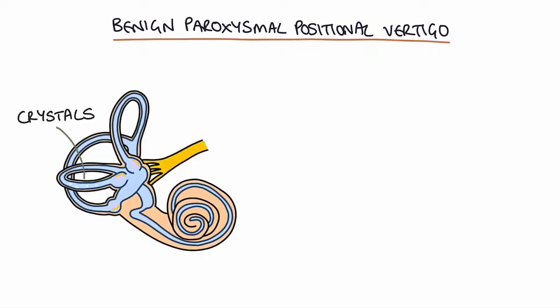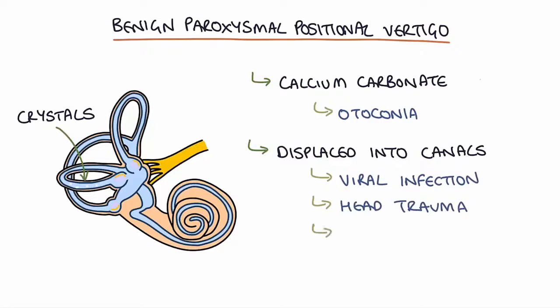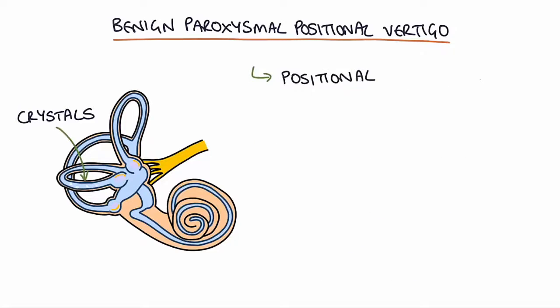This is caused by crystals of calcium carbonate, which are called otoconia, that become displaced into the semicircular canals. They may be displaced by a viral infection, head trauma, aging, or without any clear cause at all. These crystals disrupt the normal flow through the canals and therefore disrupt the function of the system. The symptoms are usually positional because movement is required to confuse the system. And when the patient becomes completely still, there's no disruption to that movement of fluid, so they're symptom-free.